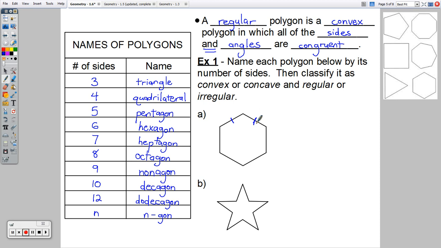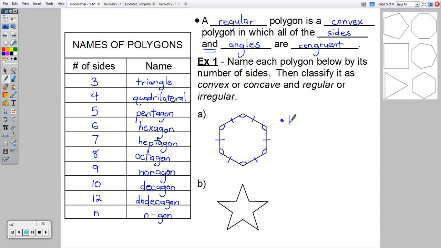I'm going to tell you that this stuff is true in the picture. So draw tick marks, the same number of tick marks on each segment, and draw the same number of arc marks in each angle. After doing that, now can you say this is a regular convex hexagon? Absolutely. We could have said it was convex. We could have said it was a hexagon, but we couldn't say for sure that it was regular until we had that extra information in the picture.